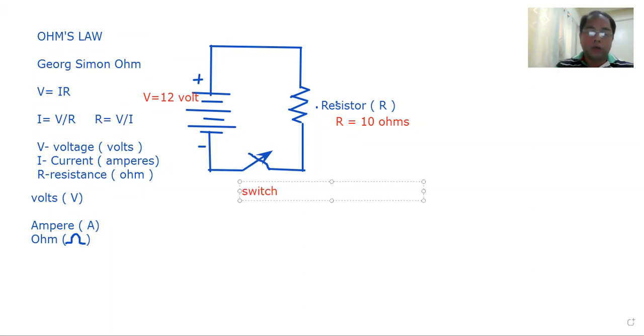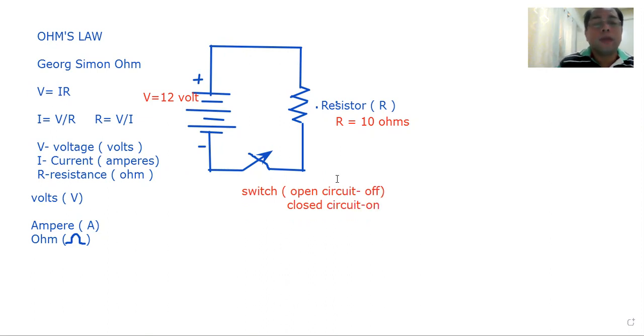So usually when the switch is off, we call it an open circuit. Open circuit means we switch off the circuit, the switch. So if it's a light bulb, it will not light up. And when we turn it on, we call it a closed circuit. So this is when we turn on our switch.